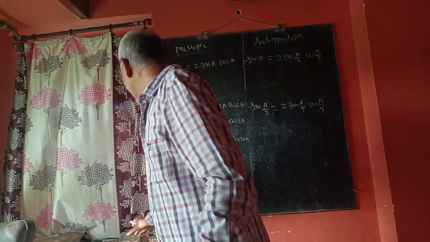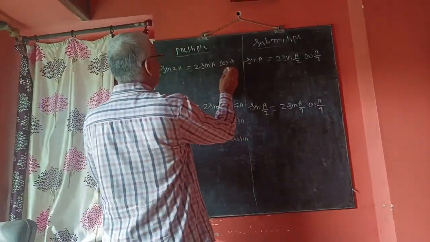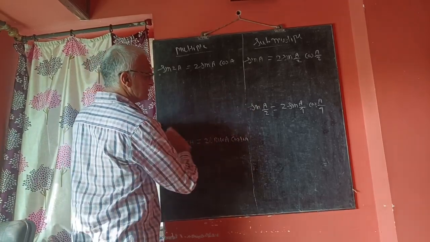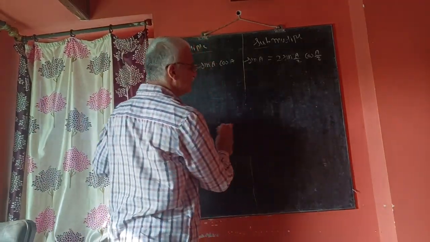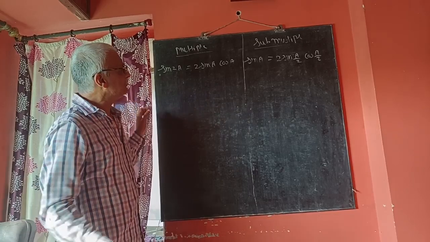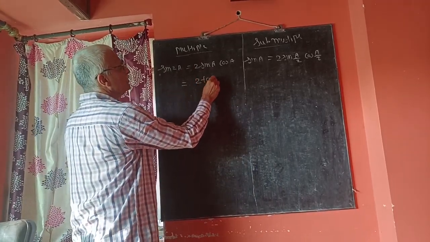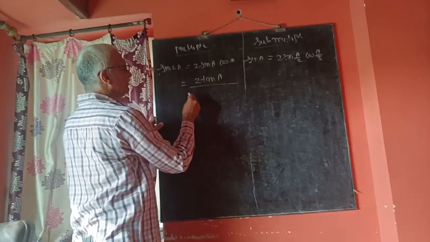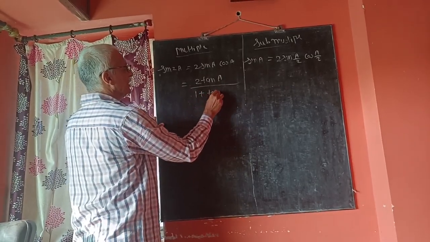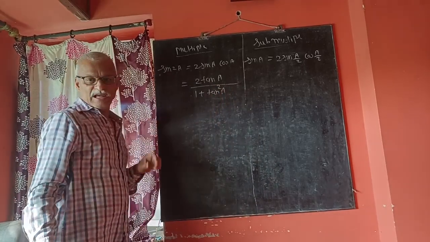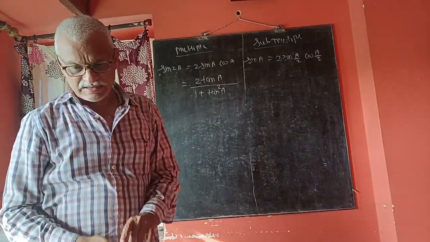Sine 2A in terms of sine and cos. Now the second formula for sine 2A is equal to 2 tan A divided by 1 plus tan square A. 2 tan A divided by 1 plus tan square A.